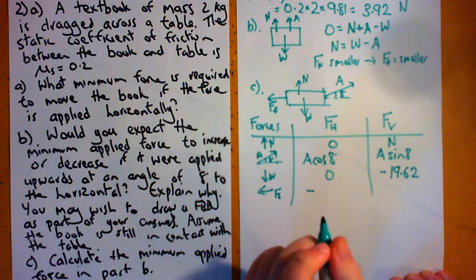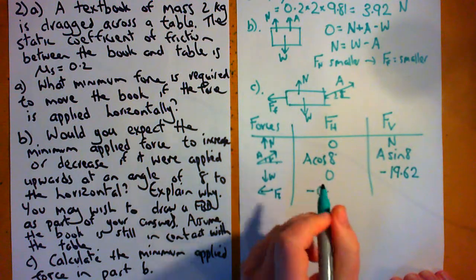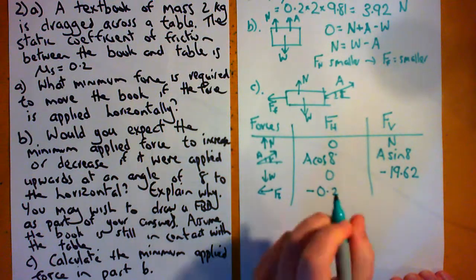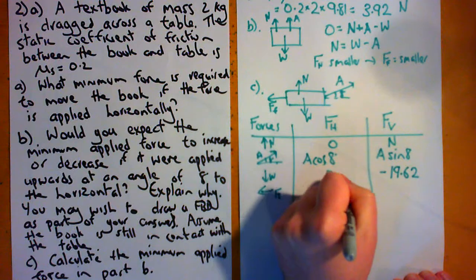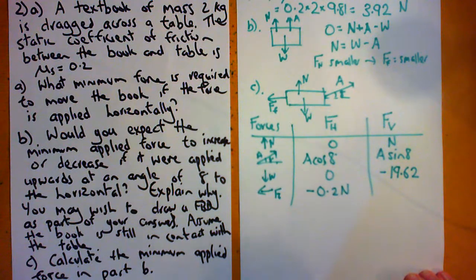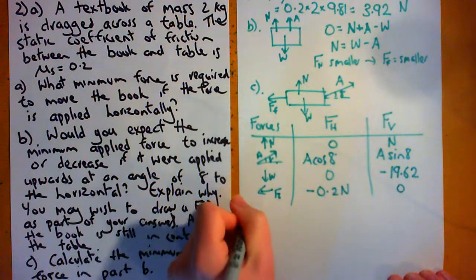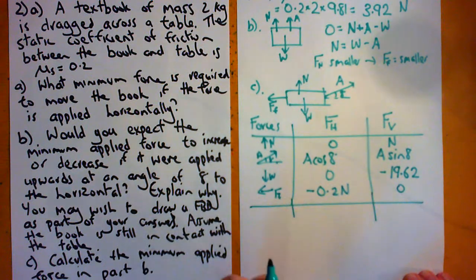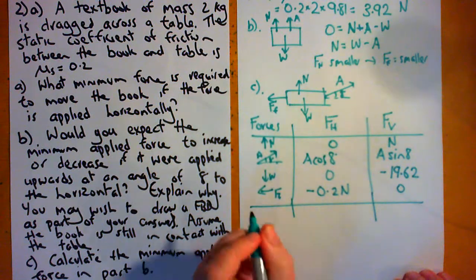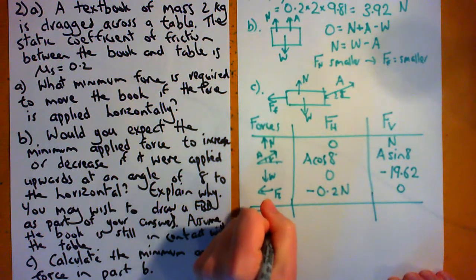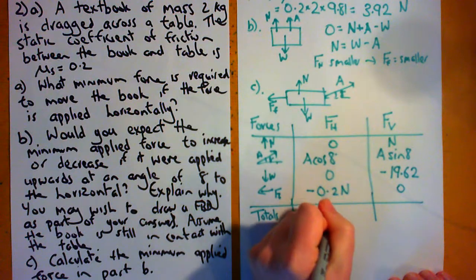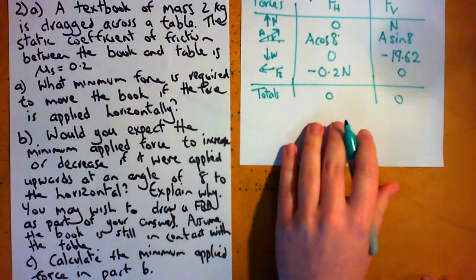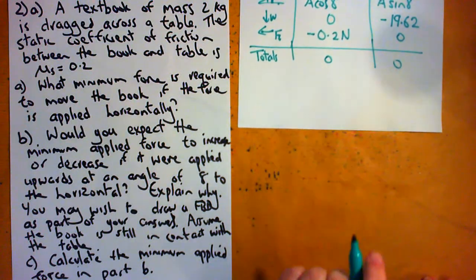Now mu times Fn: mu we know, which is 0.2, our coefficient of friction, times the normal force, which all we know so far is that it's N. We don't know a value for it. And the whole thing's in equilibrium because we're looking at when it's on the verge of moving. It's not starting to move yet, so it's still in equilibrium. So the totals must therefore be 0, so 0 for both columns.